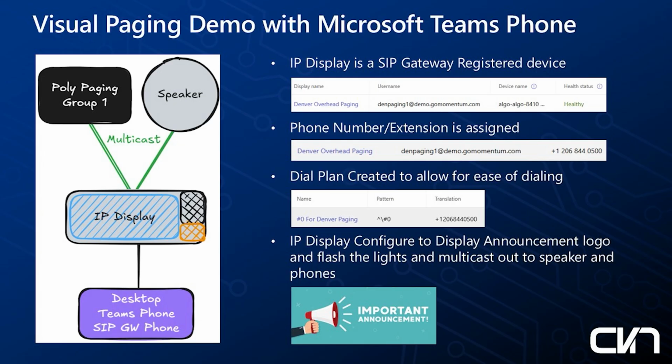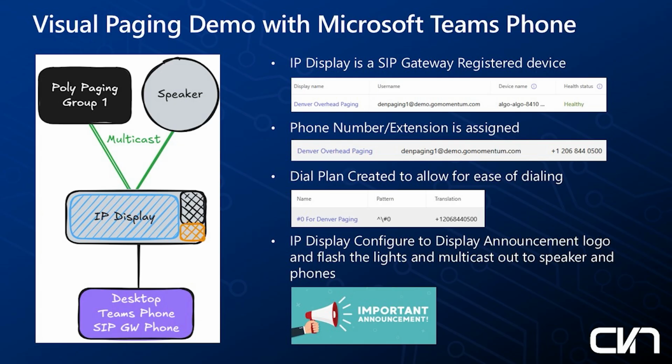What I've done is I've set up the overhead paging user. You can see the device is registered and healthy in Teams in that top screenshot. I've assigned the phone number. I have not blocked it from PSTN, so if you guys feel like being mean, you can dial that number, and then I'll tell you to stop. I didn't even follow my own advice. And then I set up #0 as the short code dial.